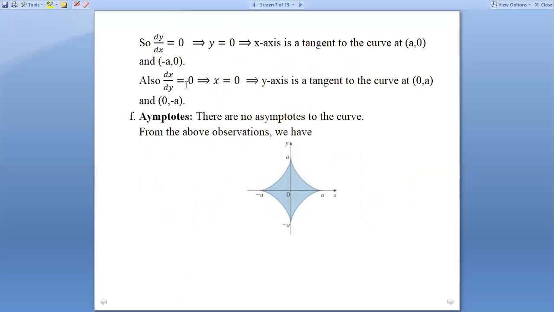Also dx by dy is equal to 0 means x is equal to 0. This implies the y-axis is a tangent to the curve at (0, a) and (0, minus a).